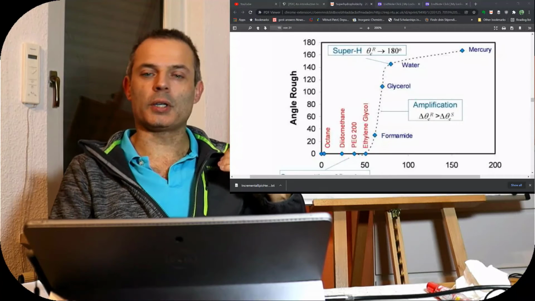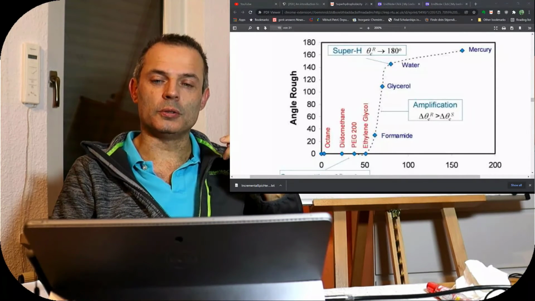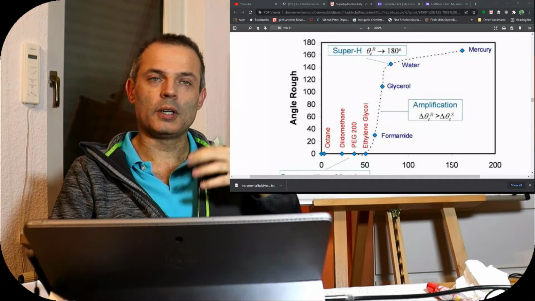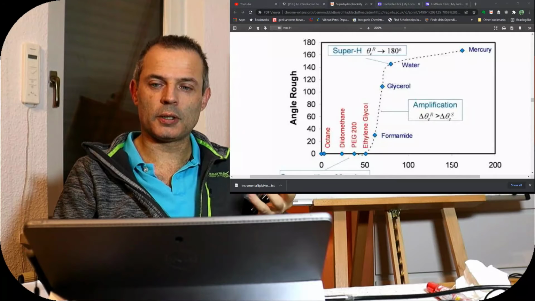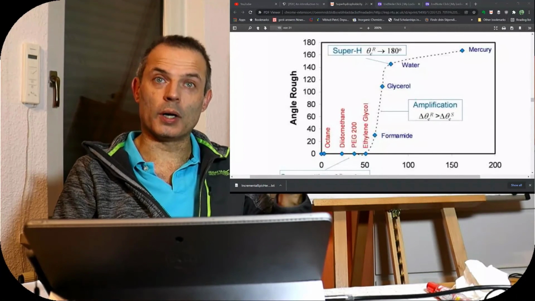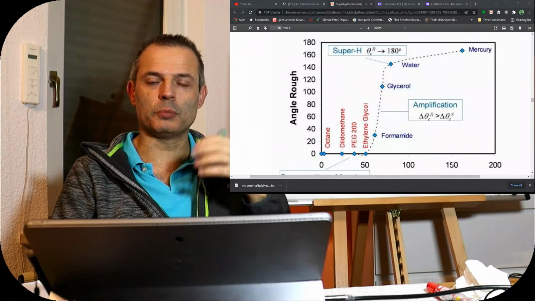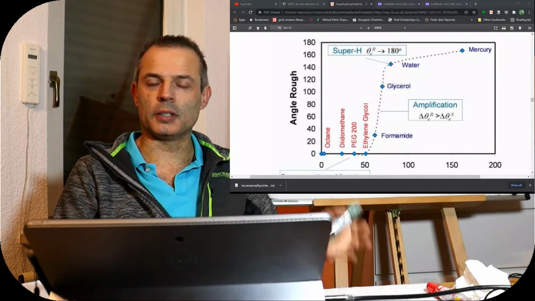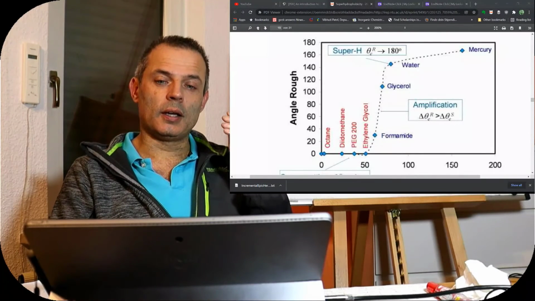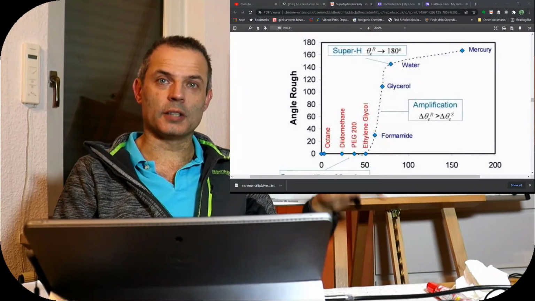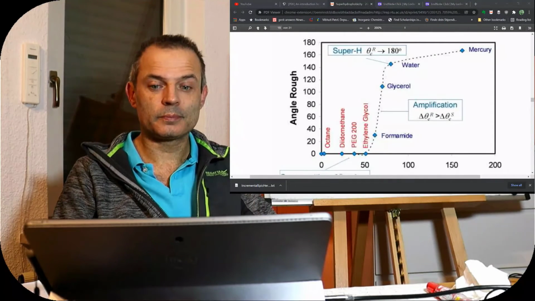What's interesting is that we can see that there is a kind of transition. So if we look at the glycerol and the water, the glycerol sometimes you can balance on the top and sometimes it sinks inside. Water always sits on the top unless you force it. And mercury is pretty much bound to go to the top. Even if you push it down, it jumps back out again. The ones on the bottom, it spreads completely inside the surface, and they see no contact angle.